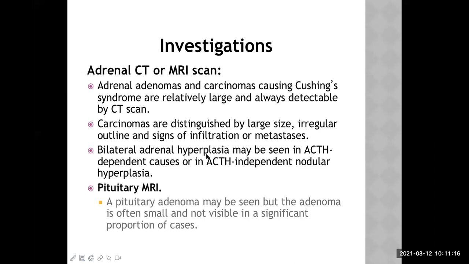Bilateral adrenal hyperplasia may be seen in ACTH dependent causes or in ACTH independent nodular hyperplasia, because ACTH stimulates both adrenal glands, not only one. So bilateral adrenal hyperplasia may be seen if these are the causes. If you believe a pituitary tumor is responsible for Cushing's disease, then go for pituitary MRI, which will definitely show a pituitary adenoma there.